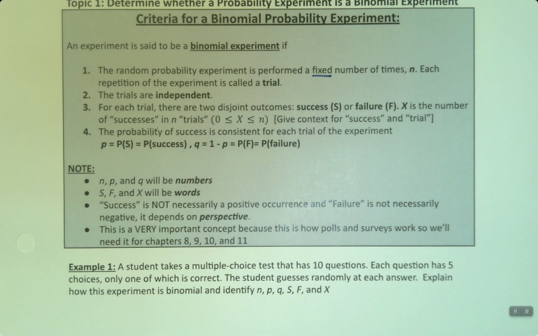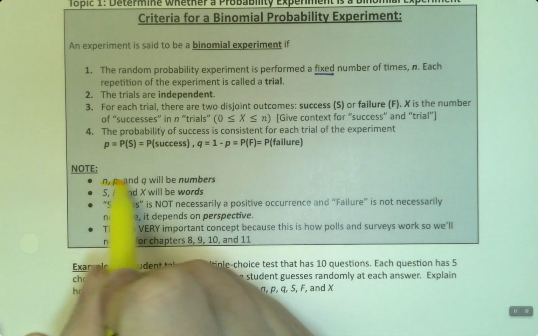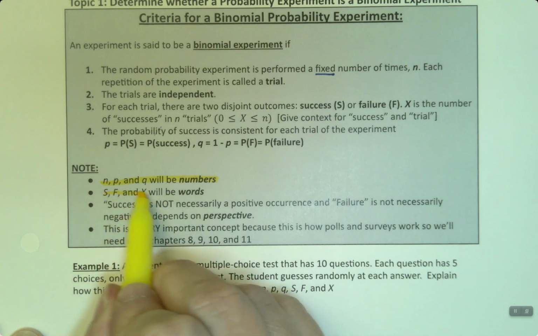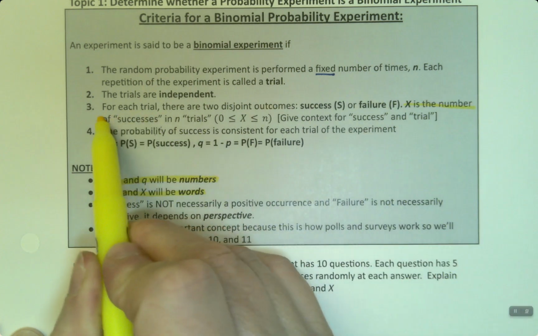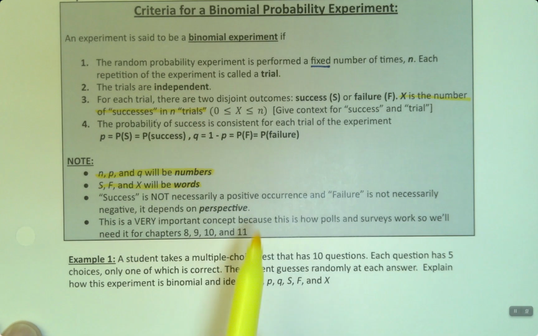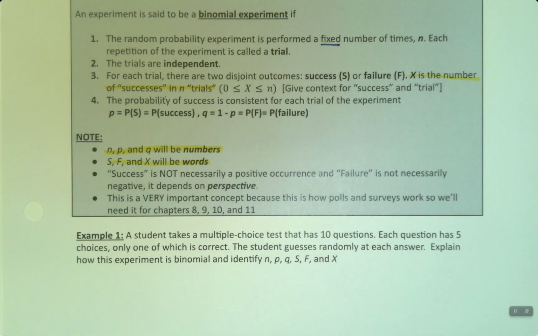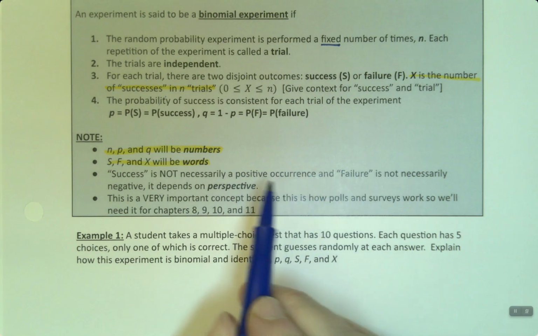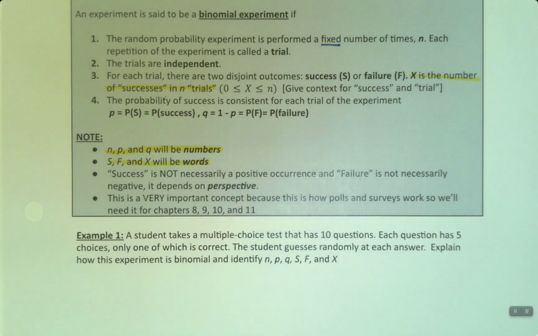A couple of things. N, P, and Q are going to be numbers, so those should be numerical values that we find. S, F, and X are words, and you can see that X has a bit of a script, because X is the hardest one to write. Now, success and failure don't necessarily mean good or bad things. It all depends on the perspective of the particular problem you're in. So don't get bound up that success is good and failure is bad. Look at the problem and figure out what they're trying to figure out.